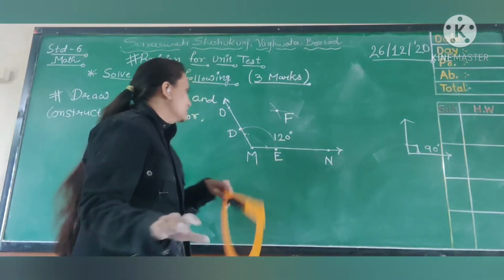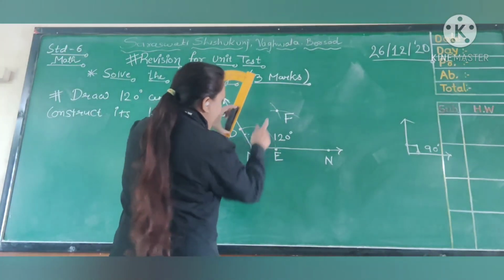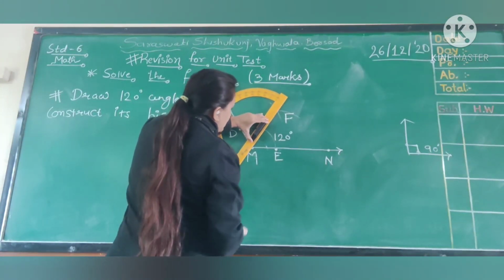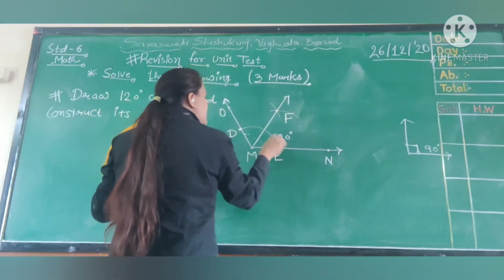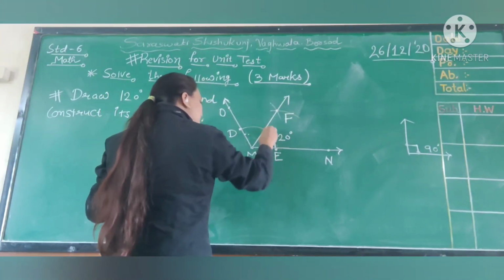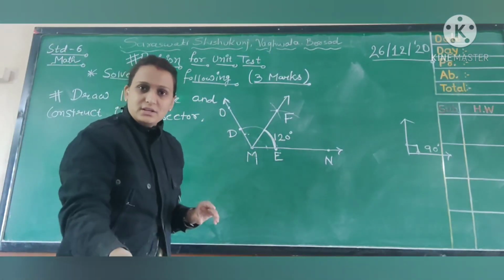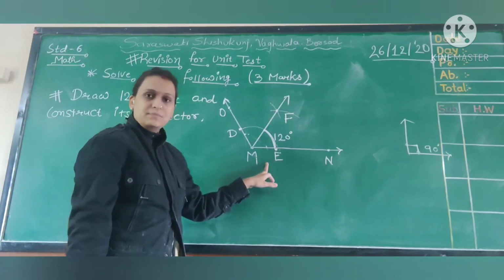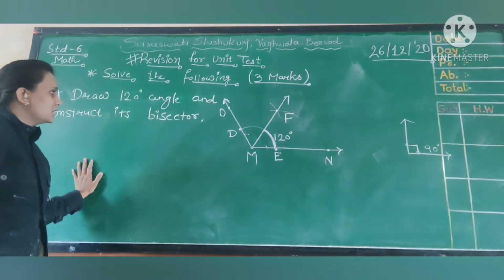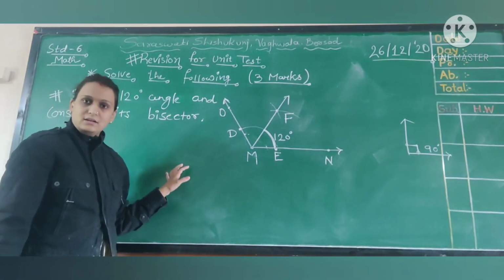Now after drawing this, we have to join M and F. So let us join these 2 points. This is the bisector of 120 degrees. This is the half of 120, which is 60 degrees. This way you can draw the bisector of any angle.